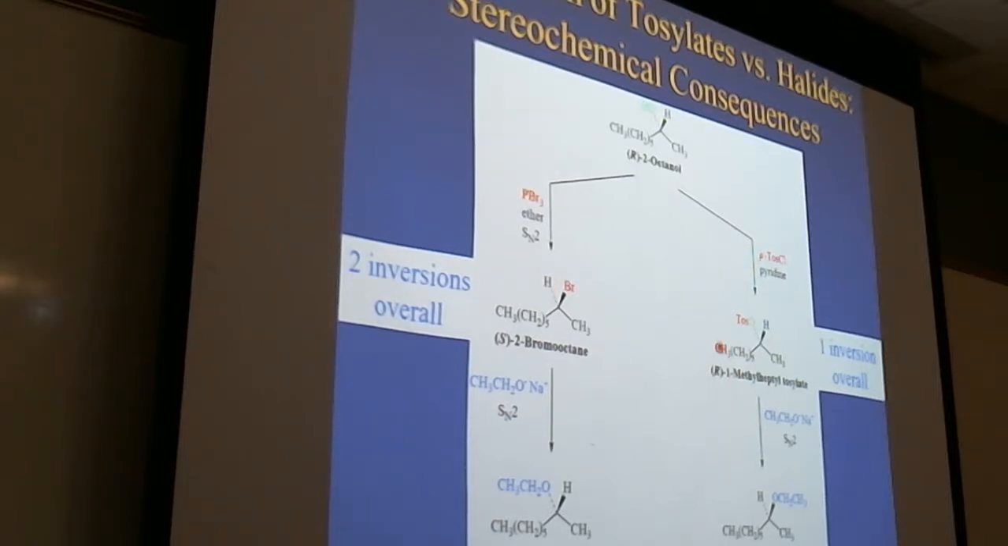And once I have this, then same deal, I come in with the ethoxide ion, the strong nucleophile, come from the back, kick this out. So in this case, I only have one SN2 reaction, one inversion, which takes me from R to S. And here I have two SN2 reactions, so my R at the end of the day is still R.